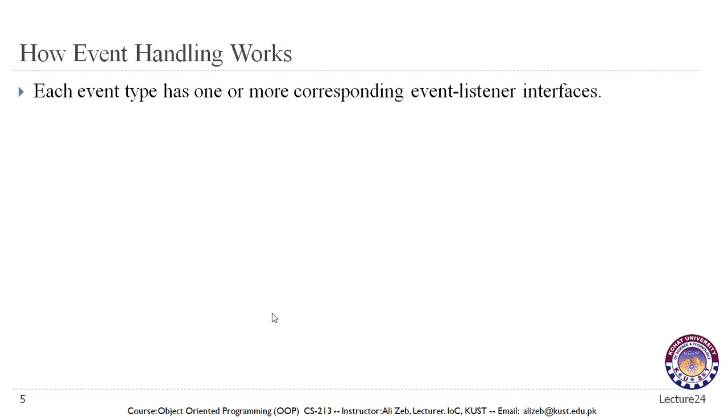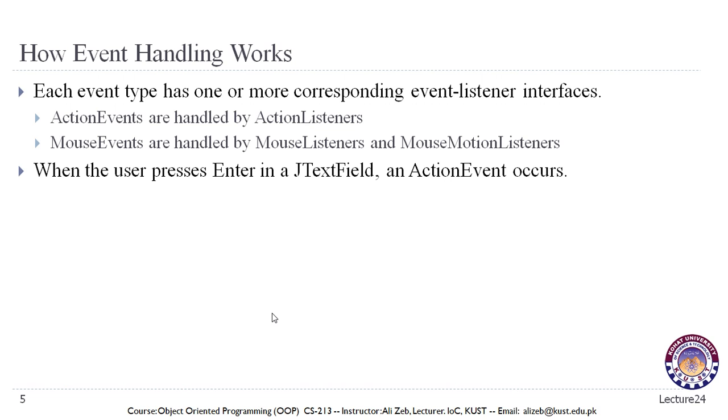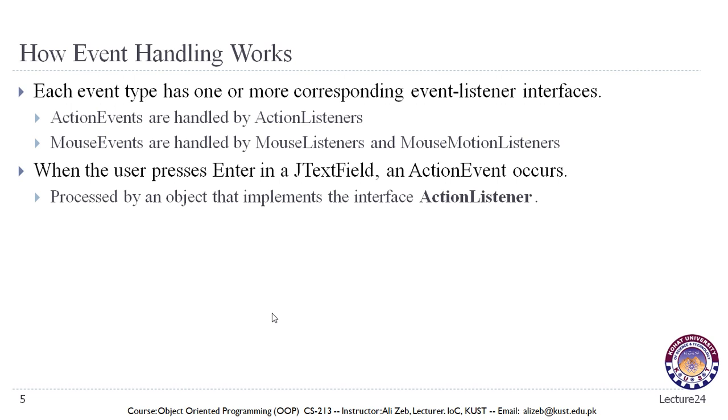How event handling works: each event type has one or more corresponding event listener interfaces. Action events are handled by action listeners. Mouse events are handled by mouse listeners and mouse motion listeners. When the user, for example, presses enter in a JTextField, that will generate an action event. An action event has its own methods to handle those kinds of events. It is processed by an object that implements the interface ActionListener, and we will see this in the examples.